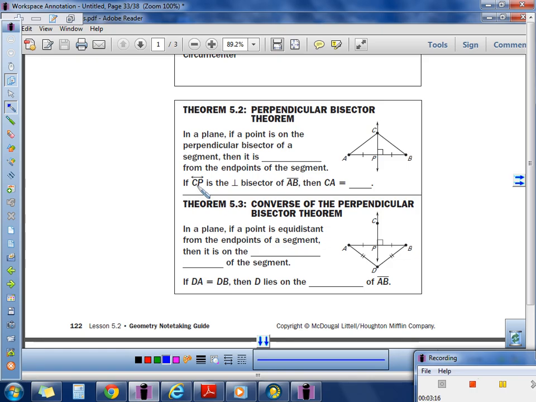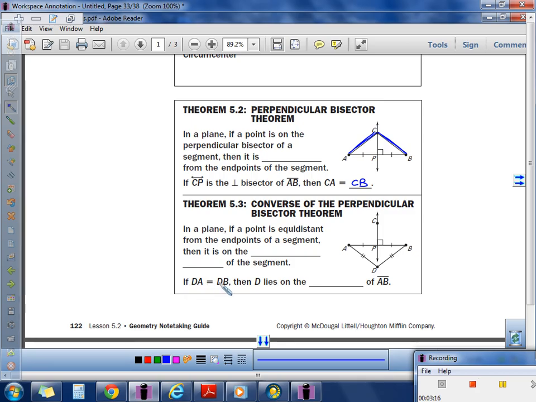If CP, line CP, is the perpendicular bisector of segment AB, then CA, this distance right here, is equal to what other piece? CB. And see, a lot of times you can see that without doing any math or knowing any special properties. This one's pretty simple too. I'm just going to do the short version.